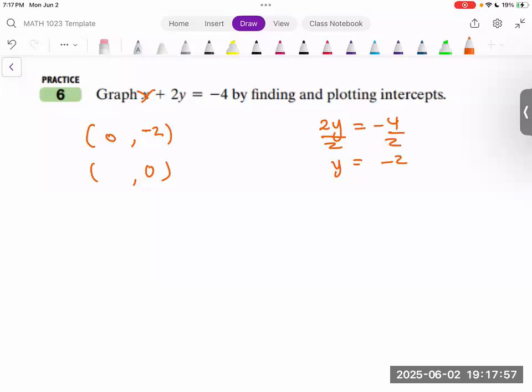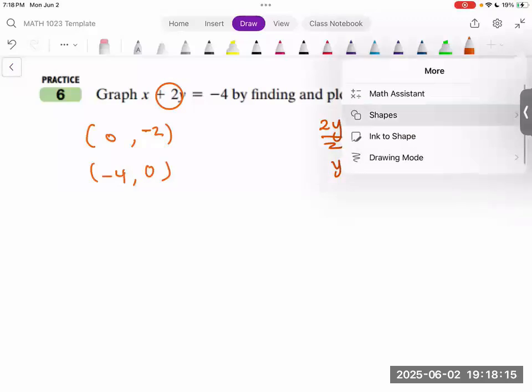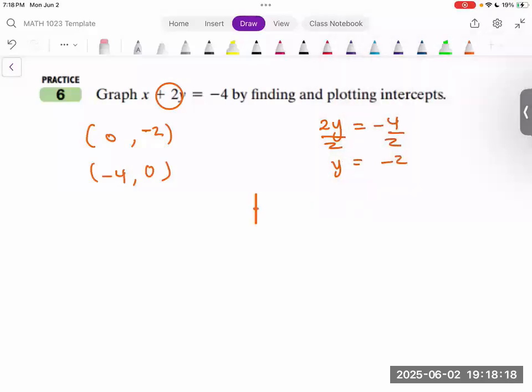The next one: this whole thing is disappearing. So what do you see? x equals negative 4. So this is minus 4. All right, so graphing it is what we got here. 0 on the x, minus 2. Let's say this is minus 2 here. And the other one, minus 4, 0. Let's say this is minus 4.